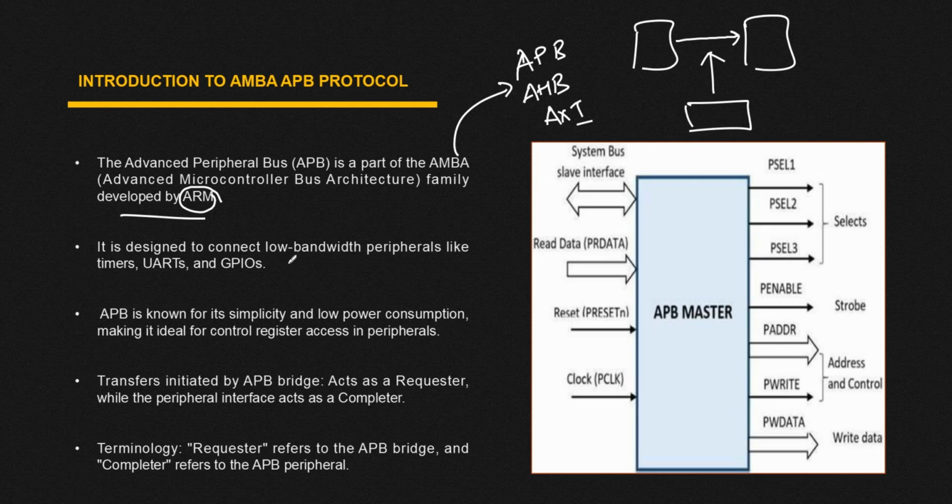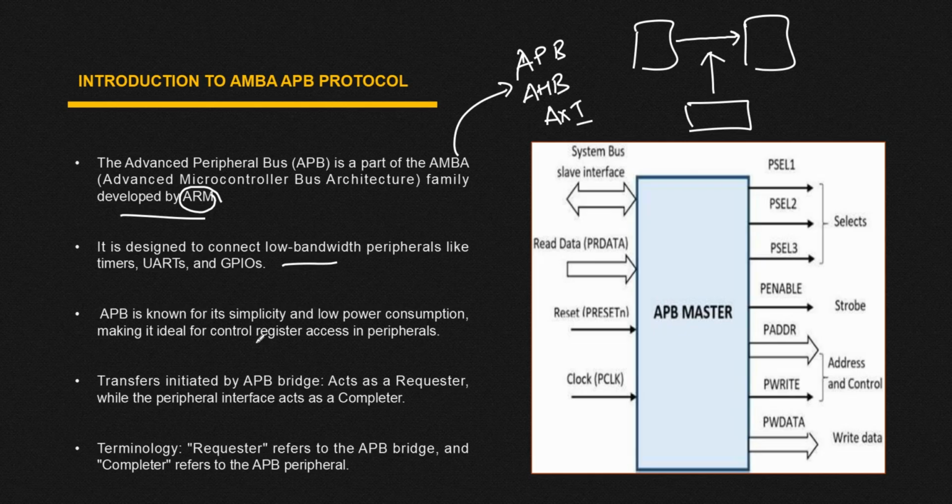Now APB is a low bandwidth protocol. So it is supported by low bandwidth peripherals. Peripheral means it's your UART, GPIOs, all those are peripherals. Now APB is also known for its simplicity and low power consumption. Since it's a low bandwidth peripheral device, it is also compatible with low power. So it consumes low power, and it is ideal for control register access in peripherals.